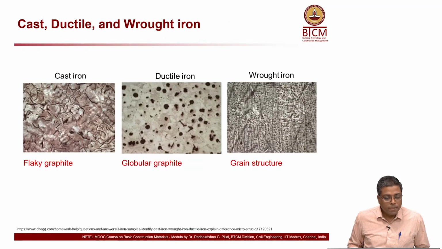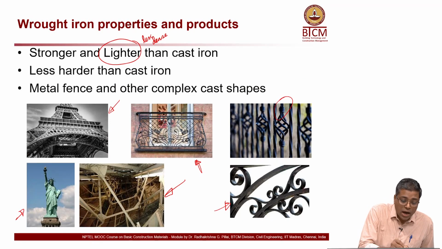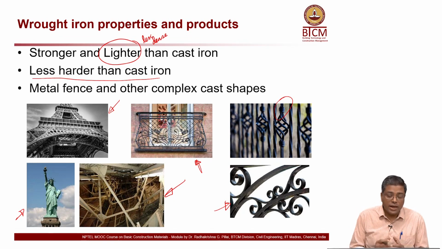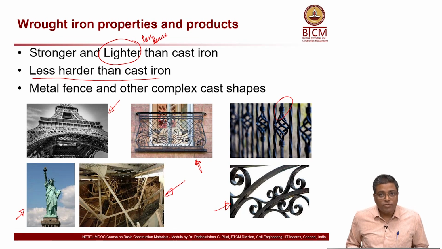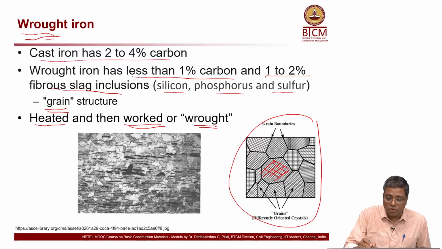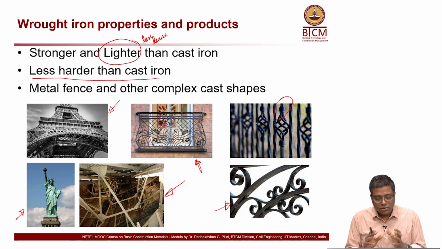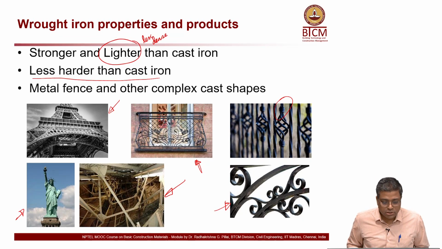Now, it's also less hard than cast iron, because of the reduction in the carbon content from about 4% to about 1%, the hardness also decreases significantly. So, there are advantages and disadvantages of these various properties. We have to see what you need for various engineering applications.